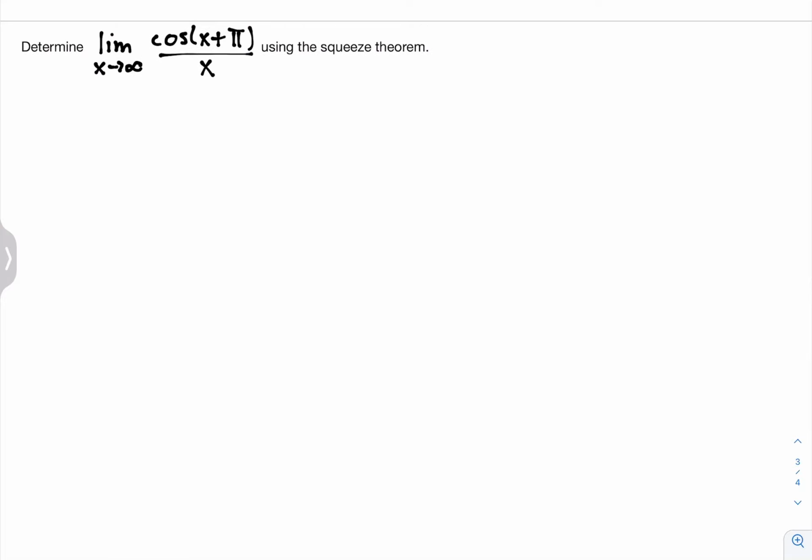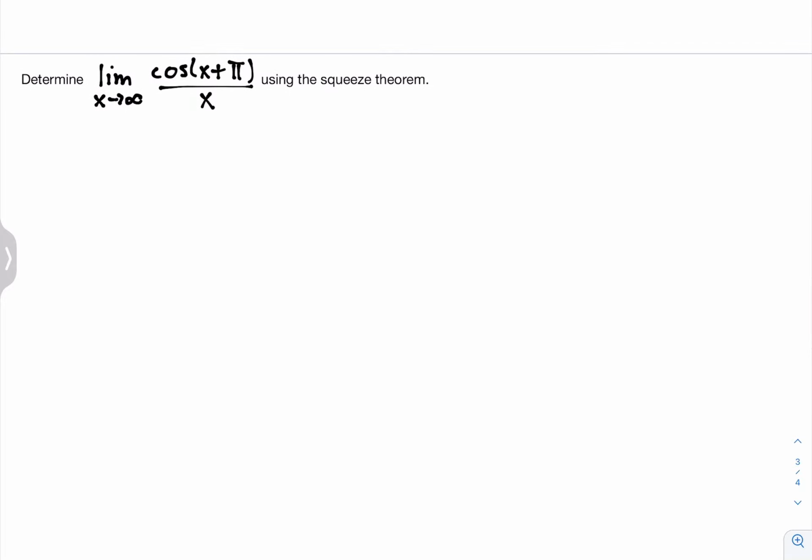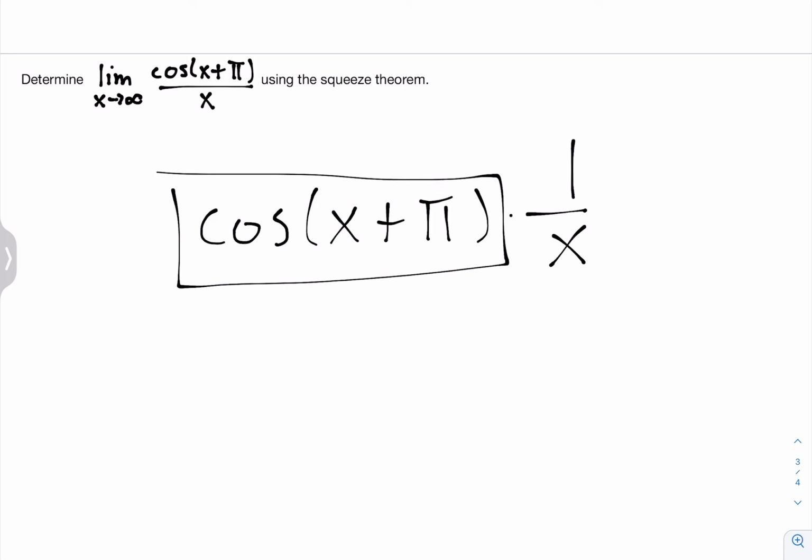So what we want to do is look at what can we start with and what can we multiply. So cosine of x plus pi over x, that's really the same as cosine of x plus pi times 1 over x. So first of all, before we worry about the times 1 over x, let's just focus on this cosine right here.